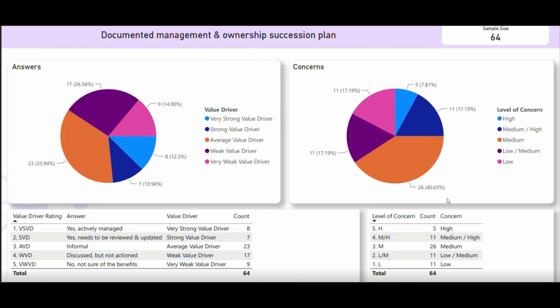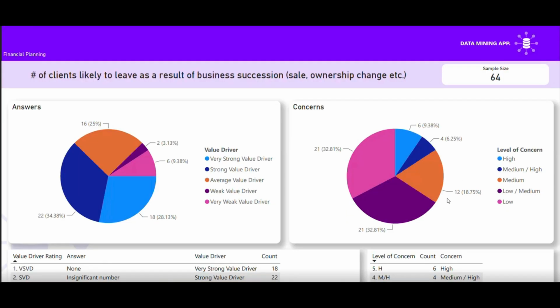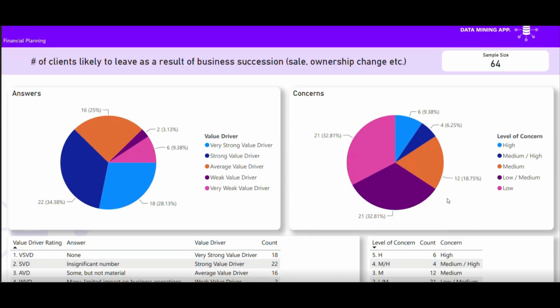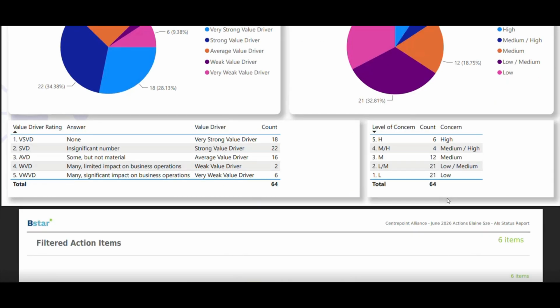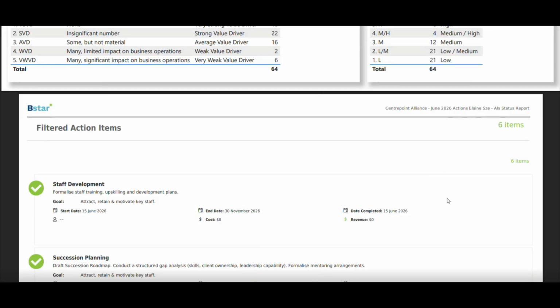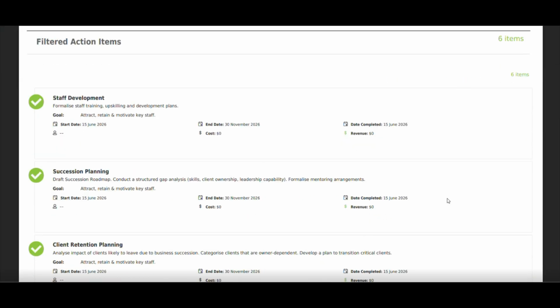It talks about documented management and ownership succession plans, and clients leaving as a result of business succession. So it takes a deep dive into some of the areas that they've rated as a high concern. And then they receive some action items.